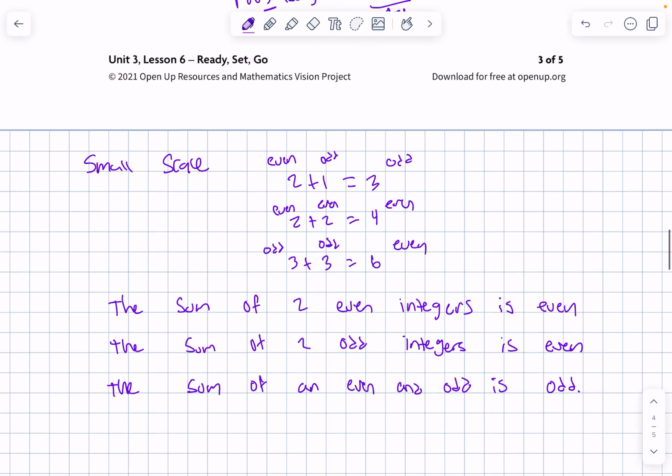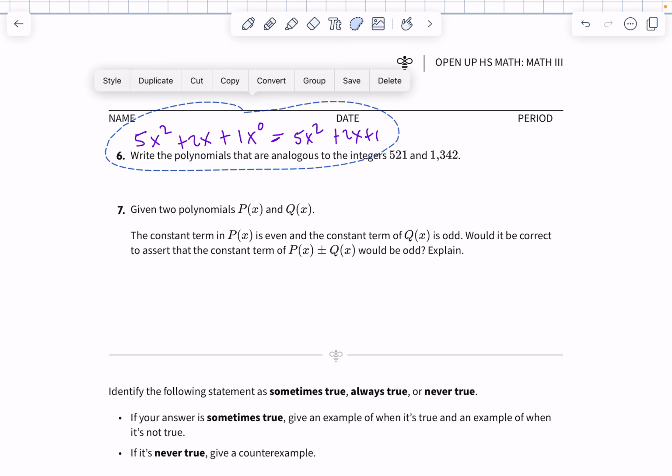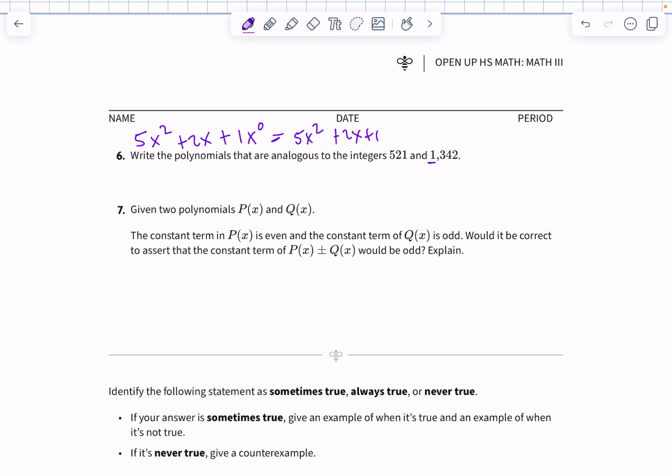Okay. For 6, write the polynomials that are analogous to the integers 521 and 1342. So that's just going to be 5x squared plus 2x plus 1 times x to the 0 power. It's just equal to 5x squared plus 2x plus 1. Okay, let's put those over here. Now this one is another one, so that's going to be x cubed plus 3x squared plus 4x plus 2, right?